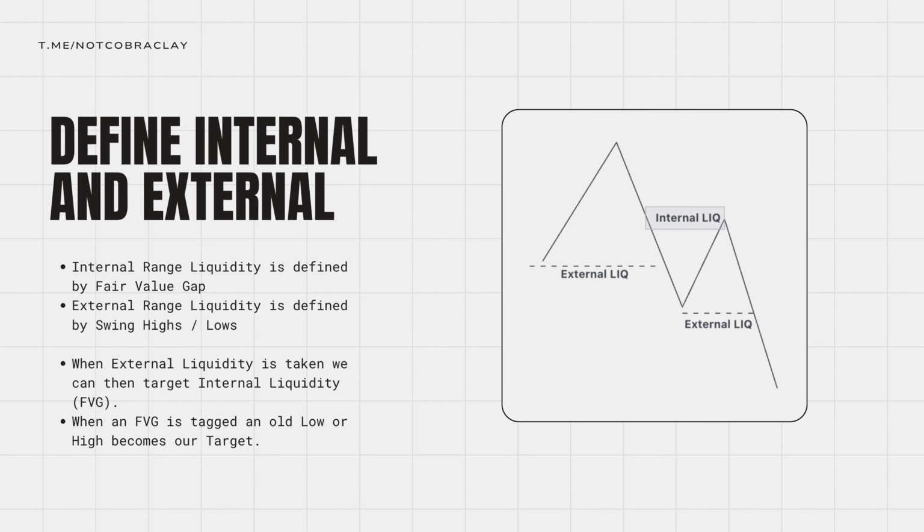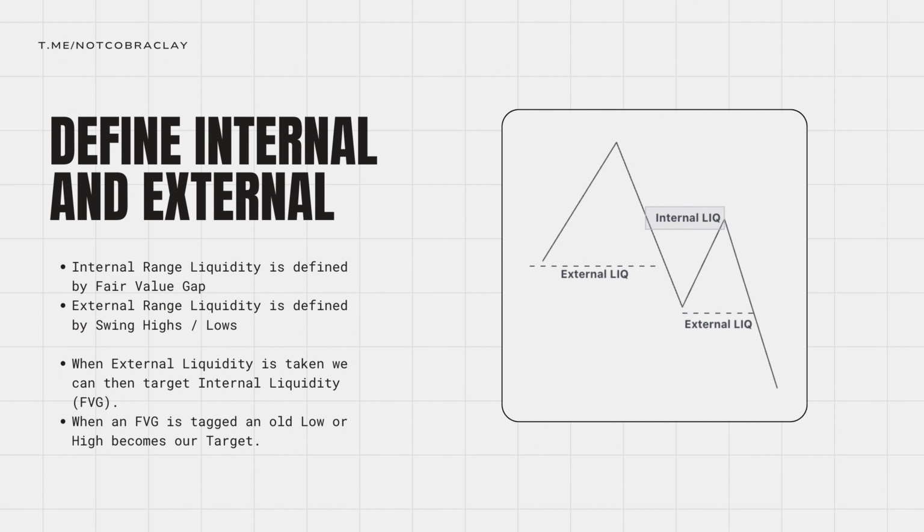We also have internal and external liquidity. Some of you may have noticed. Internal liquidity is defined by the fair value gap, and the external liquidity is just defined by swing highs and swing lows. When external liquidity is taken, we can target internal liquidity. Same with internal liquidity. When an FVG is tagged, an old low or high becomes our new target.